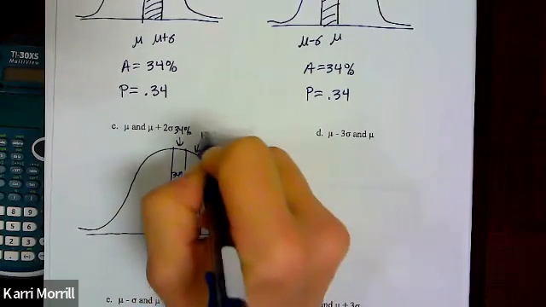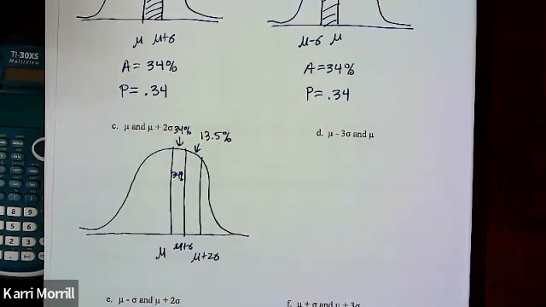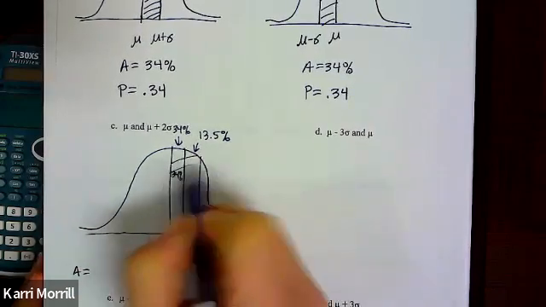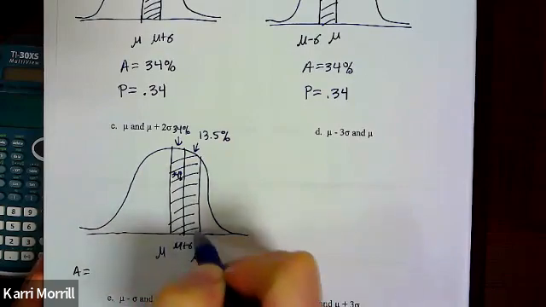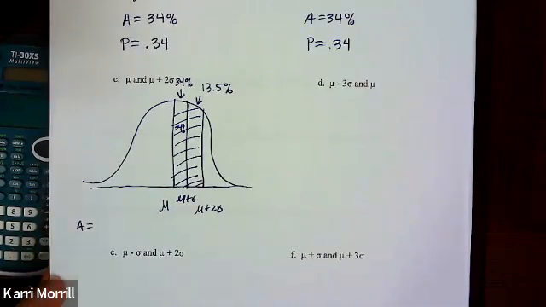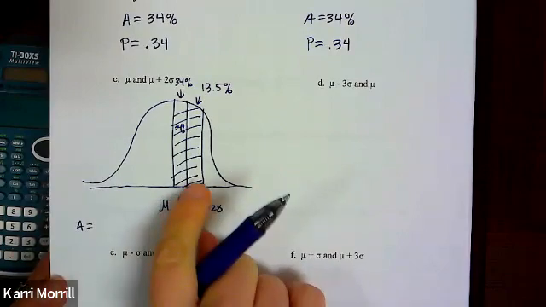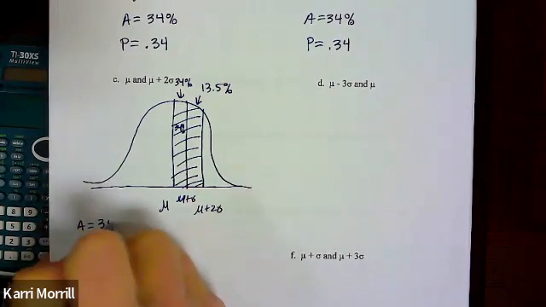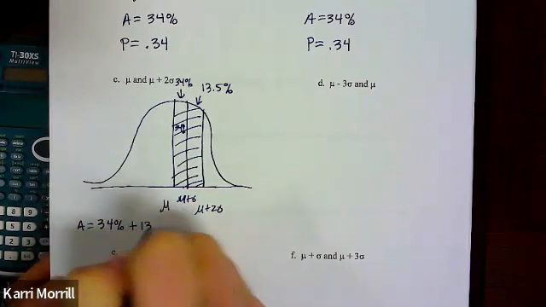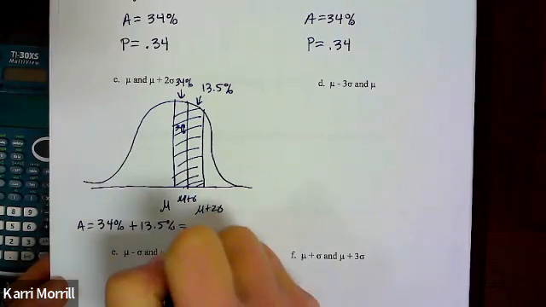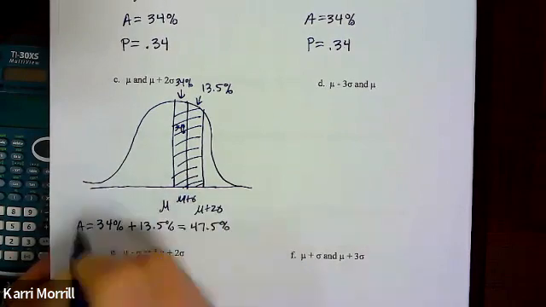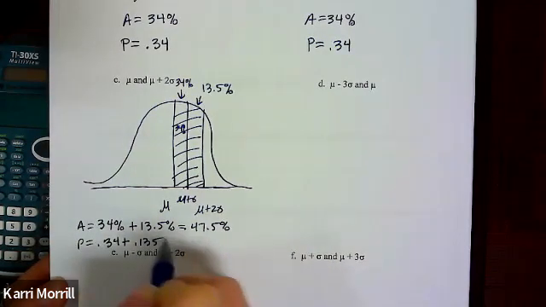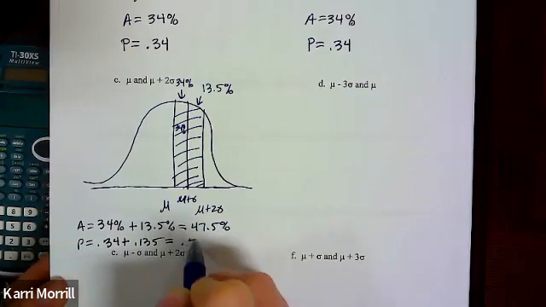And then this area was 13.5%. So to find our area, we need to add those 2 sections together because they asked us to shade it. So here's my shading. We drew our sketch. We drew the space that they were talking about. For the area, you'd be adding 34% plus 13.5%, which equals 47.5%. Remember, probability is just turning those into decimal form and then adding them together, which would be 0.475.